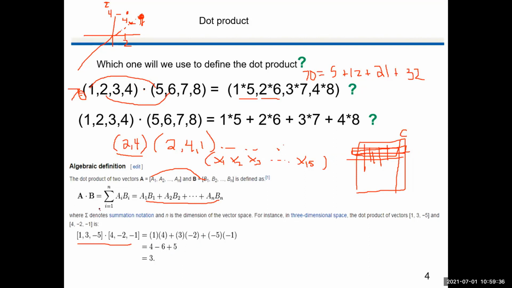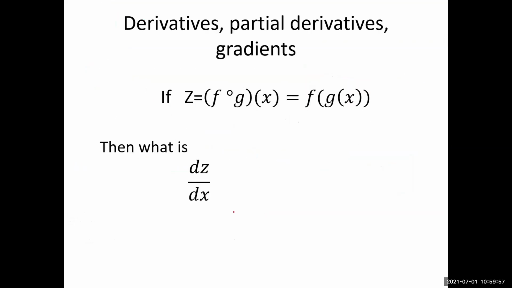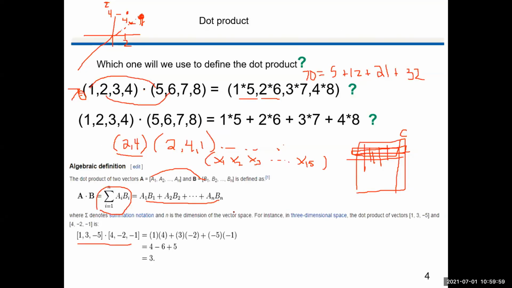And it's convenient to write it like this. So this just means you do each one, A1 B1, A2 B2, A3, you do all of them, and then you sum them up. That's what that means. So that's called the dot product. We needed this calculus, but we also need this.